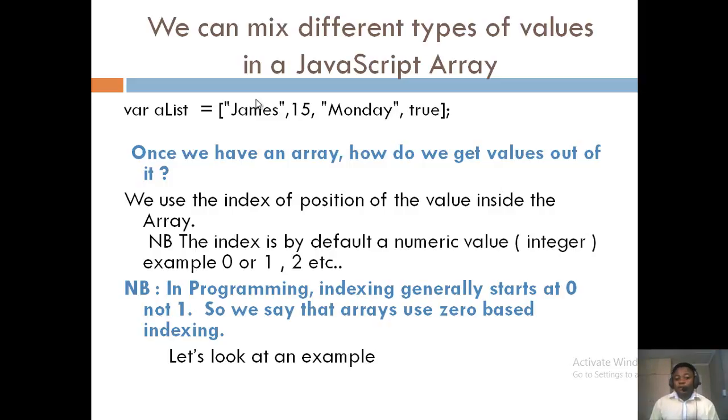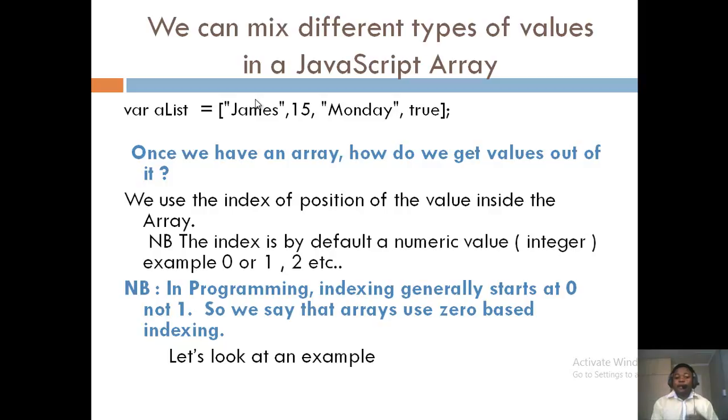Okay, so once we have created or defined our array, the next question is, how do we get the values out of it? In JavaScript and in other languages that we look at later, we use the idea of an index, which is basically the position of the value inside the array. One thing I want you to remember is that in general programming, indexing starts at 0. So whatever value is at the first position is going to be accessed using the index 0.